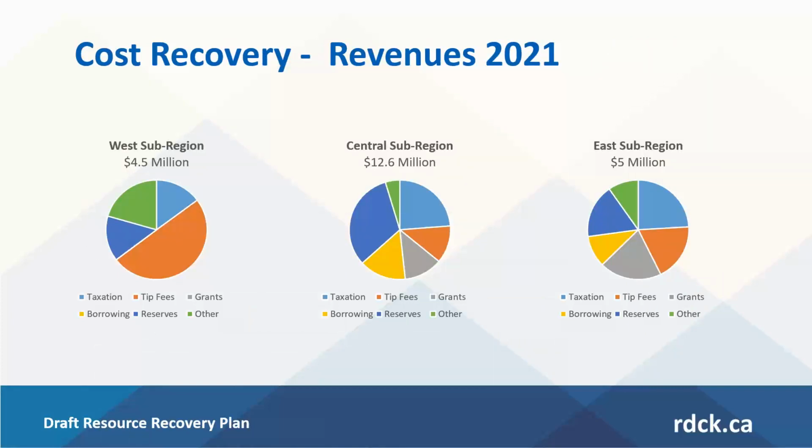These costs are recovered in each of the sub-regions slightly differently. Costs are recovered through taxation, that's the blue, tipping fees, grants, borrowing, reserves, or other. And as you can see, in each one of the regions, it's slightly different. Look at the Central sub-region with a $12.6 million budget, big grants, and that's coming to build the compost facility. Similarly for the East sub-region.